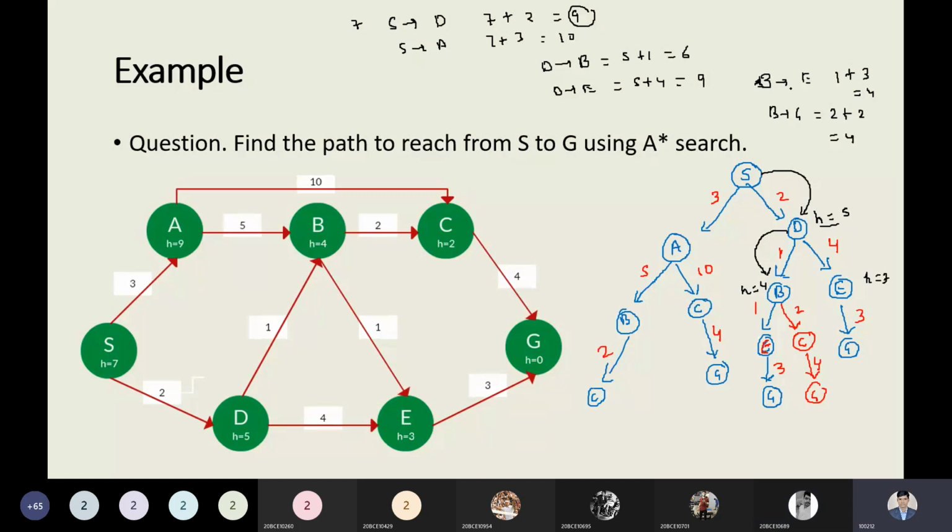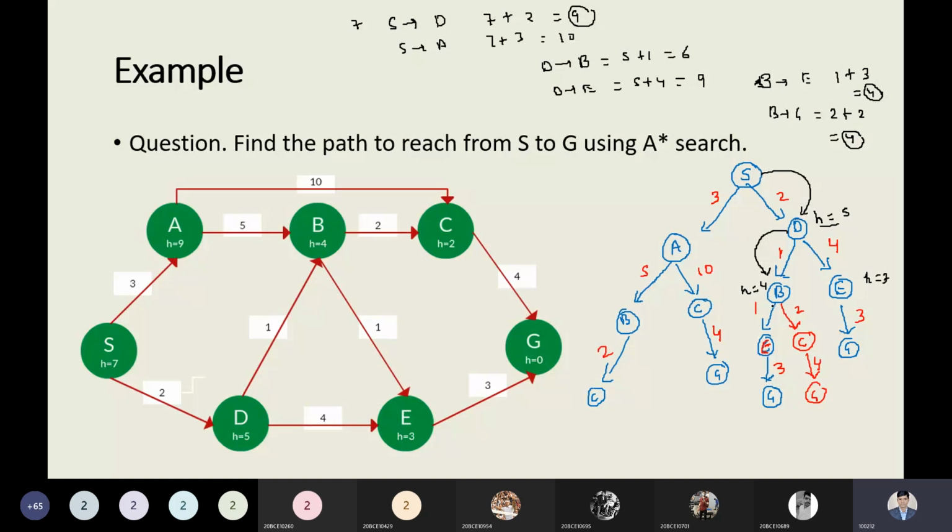The tie is clear because for B to E you are adding the path cost plus the heuristic value of E, that is 3. So we are getting 4 over here, and here I'm adding the cost 2 plus the heuristic value, that is 2. So I'm getting 4 again. So here we have a tie. So either you can move to E or C.